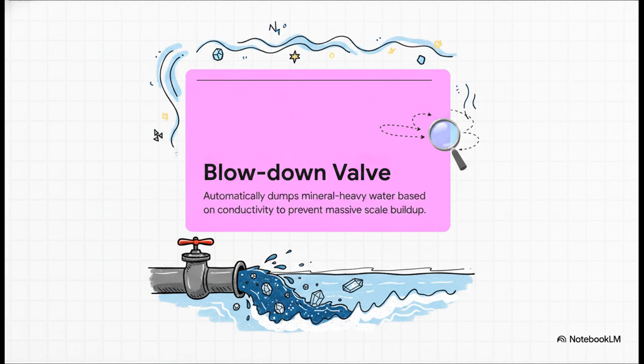Just think about it for a second. When water evaporates, the minerals inside that water don't evaporate with it. They get left behind. So over time, the water sitting in the basin basically turns into a thick mineral soup. That's where the blowdown valve comes in. It constantly monitors the water's electrical conductivity. When that mineral concentration gets dangerously high, boom, it automatically flushes that heavy, mineral-rich water right out of the system. This totally prevents massive, destructive scale buildup on all your expensive equipment.